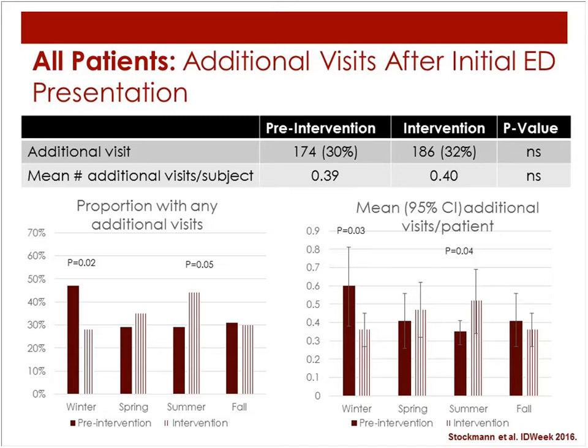So basically, with the GI panel, there were decreased numbers of visits or return visits and patients seeking additional care in the winter months. And then the opposite was actually found in the summer months, as you can see here in this figure.